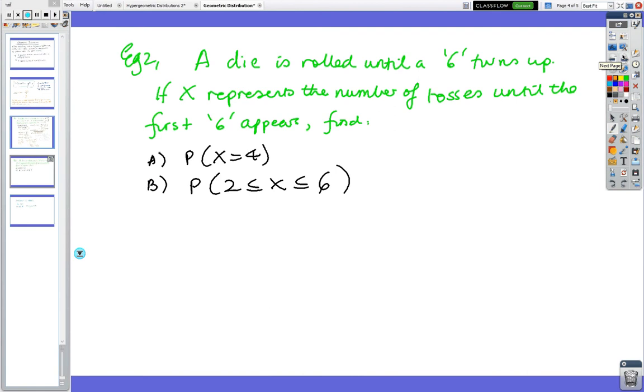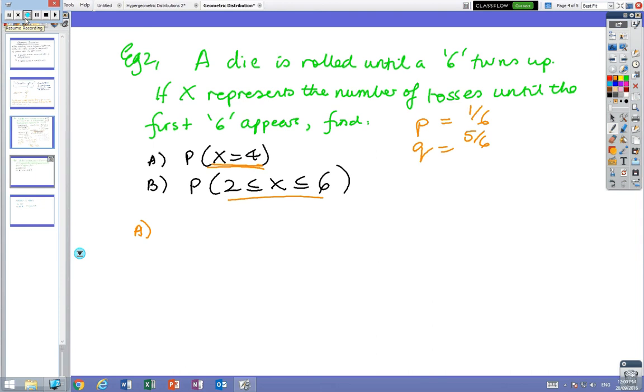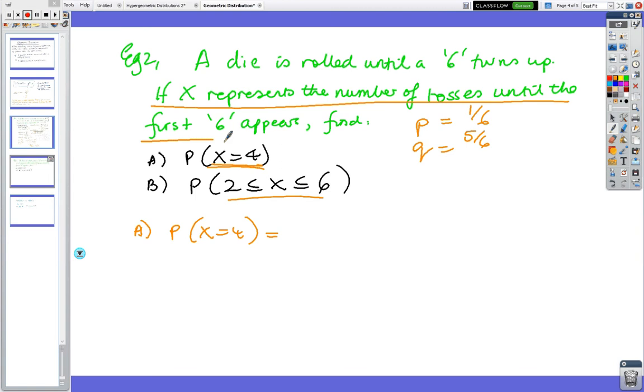Okay, so we've got our next example, and a die is being rolled until a 6 turns up. X represents the number of tosses until then, and part B will be between 2 and 6. In the first part, we write down that the probability of success is 1/6 and the probability of failing is 5/6. So the first one is the probability of X equals 4. Just remember that X represents the number of tosses until that turns up. So we've got 4 tosses, which means we've got 5 failures before the first success. On your calculator, that will equal 125 over 1296.